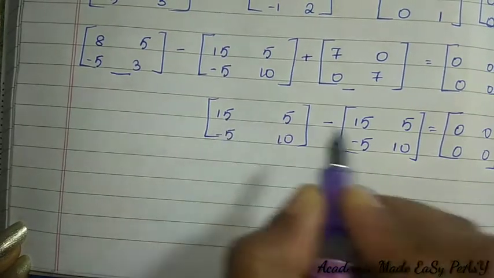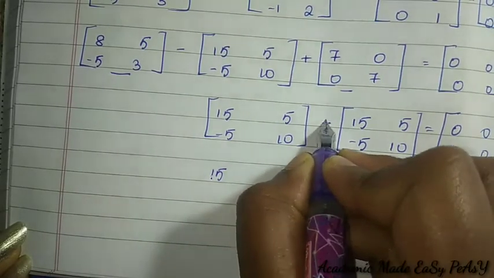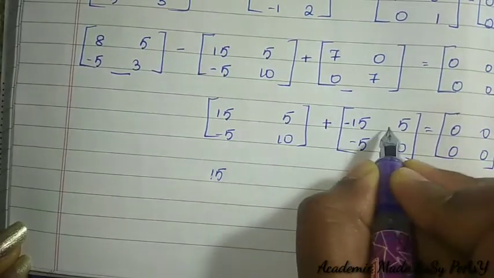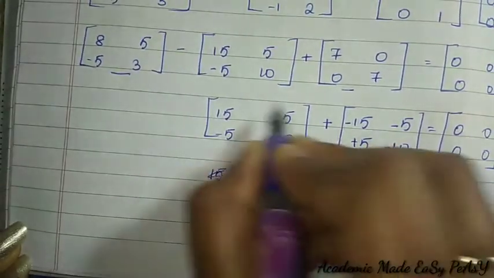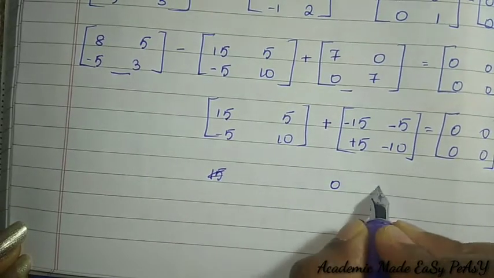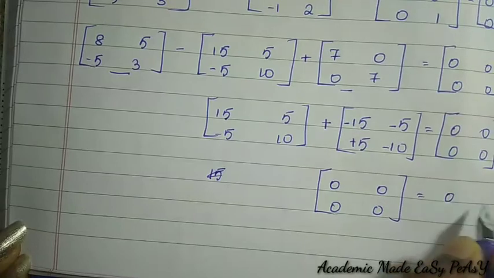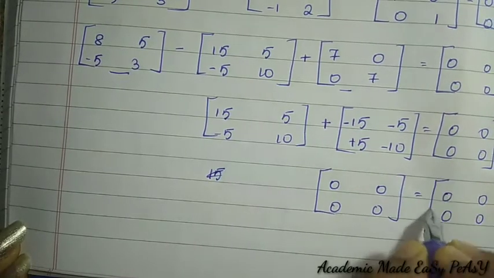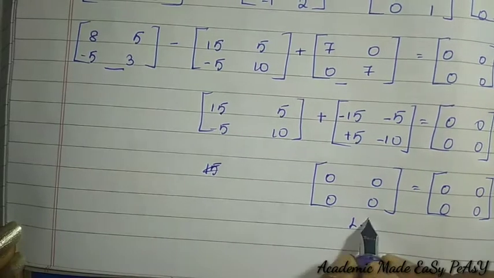So if you look into these two, now I'm going to take this minus sign inside. So this will become plus. So minus, minus, plus, minus. So now if you check these two matrices, these two are the same with negative sign. So I will have 0, 0, 0, 0 is equal to 0, 0, 0, 0. So therefore LHS is equal to RHS.